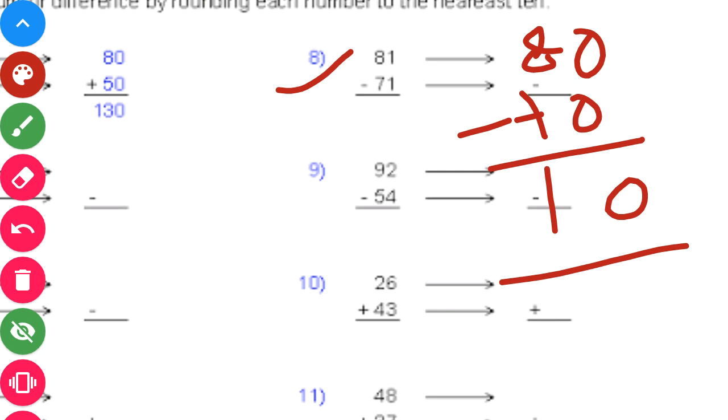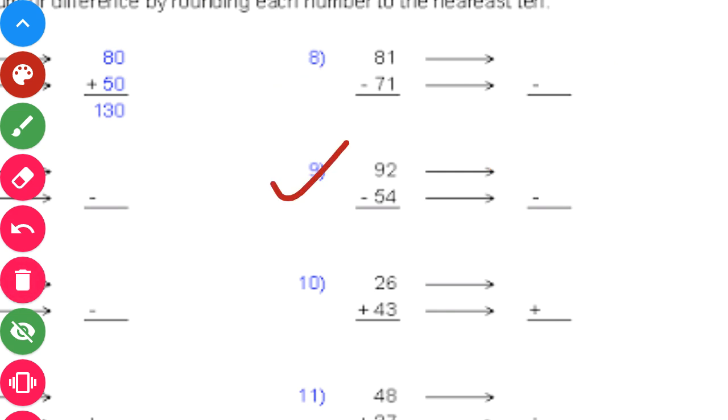Okay, now. Do question number 9. Do question number 9 by rounding it off.